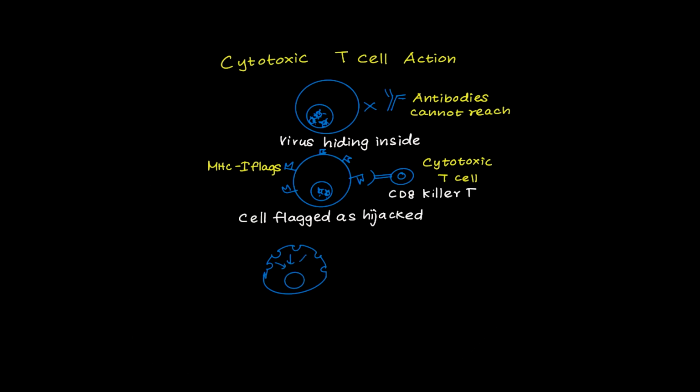Perforin punches holes in the cell membrane. Granzymes enter through those holes and trigger programmed cell death in the infected cell. The infected cell dies before the virus can finish replicating, stopping viral spread.